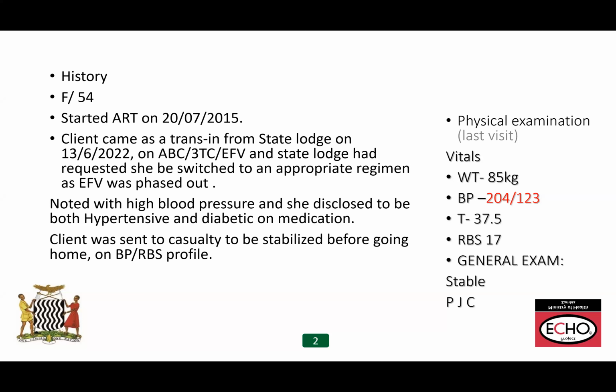She was noted with high blood pressure, and she disclosed being both hypertensive and diabetic, on medication. The vitals that day were: weight 5 kg, BP 204 over 123 mmHg, RBS was 17, and there was no pallor, jaundice or cyanosis noted. The client was sent to casualty to be stabilized before going home, and was sent home on a BP profile. We can go to the next slide.